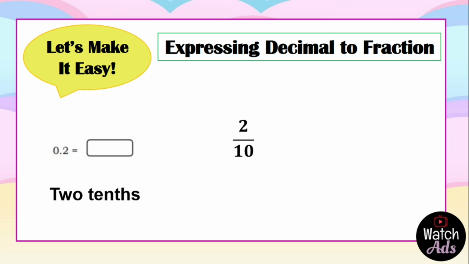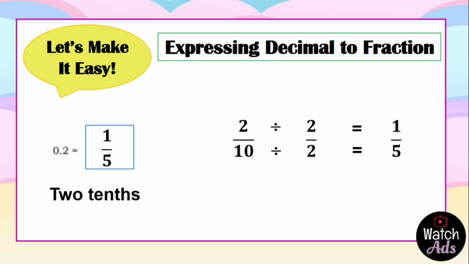2/10. Now we look for the GCF. And the GCF of 2 and 10 is 2. We think of a fraction that is equal to 1, that if we divide 2/10 by it will give us the same value of a fraction but in its lowest term. That's dividing it by 2/2. 2 divided by 2 is equal to 1. 10 divided by 2 is equal to 5. The answer is 1/5. And that's our final answer.